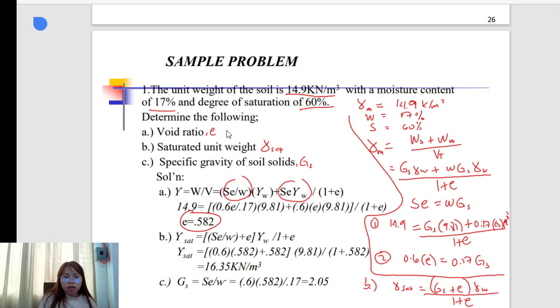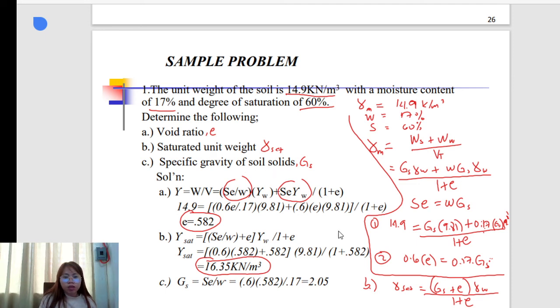So, then substitute the values. G sub S is already known in these equations, di ba? Because you will get the void ratio and the specific gravity. So you get the specific gravity here, then substitute here. Also, the E is already known in here, di ba? And the unit weight of water is 9.81. So that the gamma sat, or the saturated unit weight, is equal to 16.35 kilonewton per cubic meter.